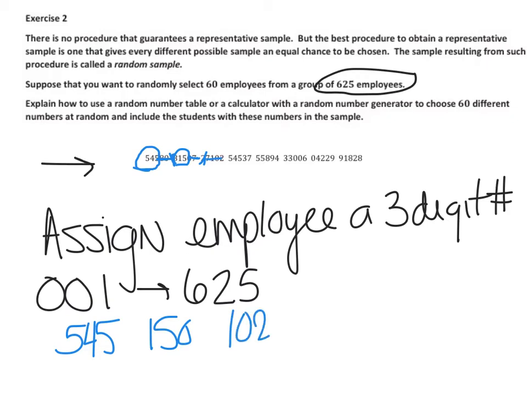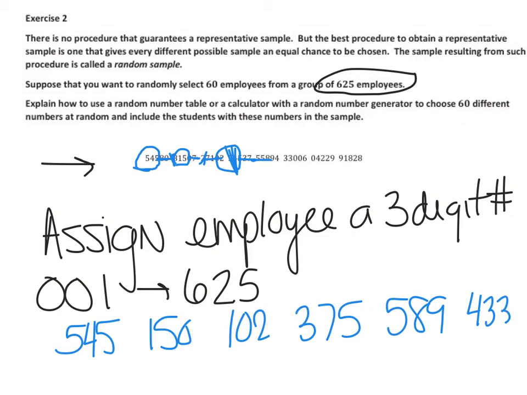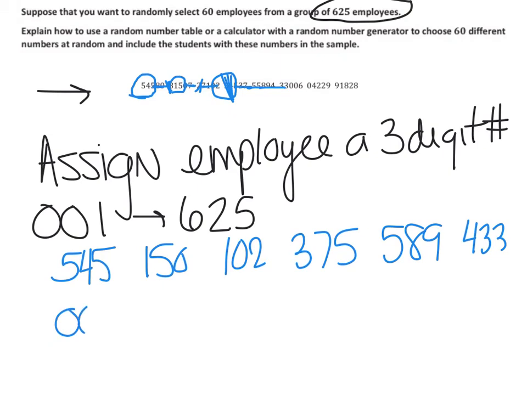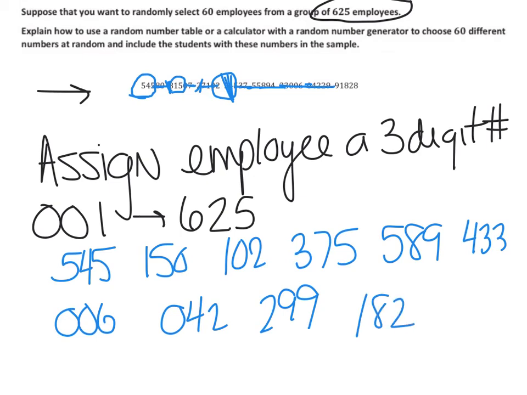Now I've got 545. Now look, 545 popped up, and I've already used that, so that ends up getting rejected. Now I've got 375, 589, 433, 006. Let's see, 042. 299, and 182. And that's as far as they show me, so that's all I'm going to show them back.